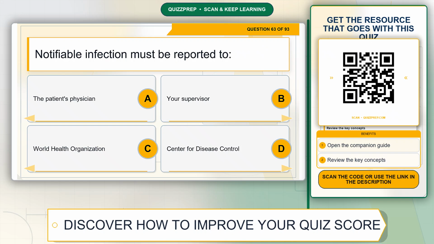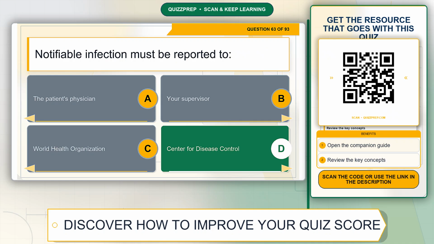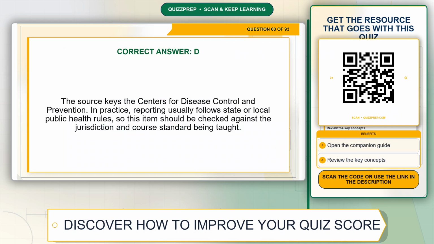Question 63. Notifiable infection must be reported to: Option A, the patient's physician. Option B, your supervisor. Option C, World Health Organization. Option D, Center for Disease Control. The correct answer is option D, Center for Disease Control. Explanation. The source keys the Centers for Disease Control and Prevention. In practice, reporting usually follows state or local public health rules, so this item should be checked against the jurisdiction and course standard being taught.